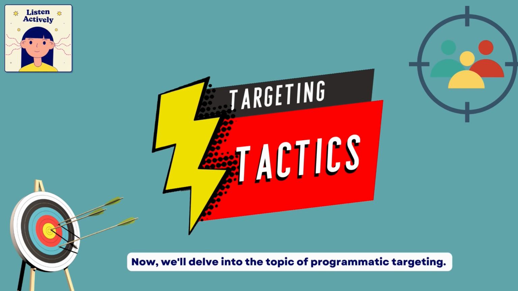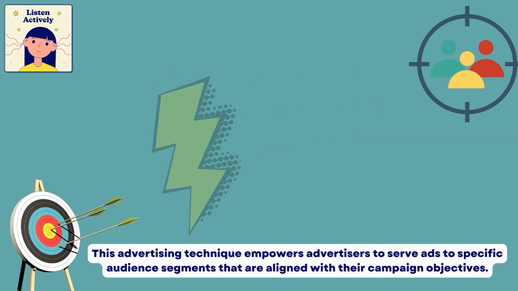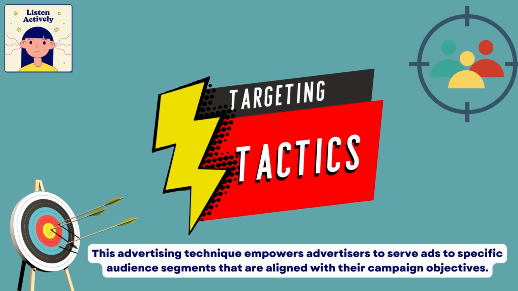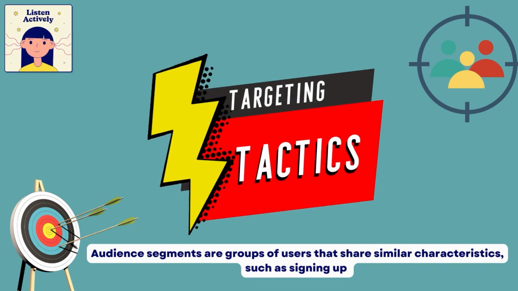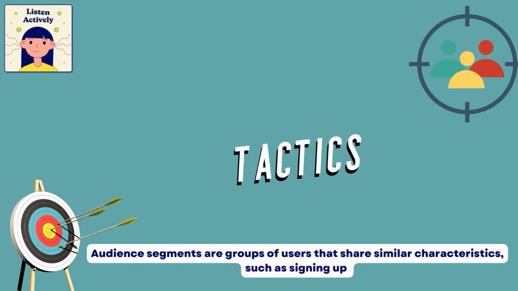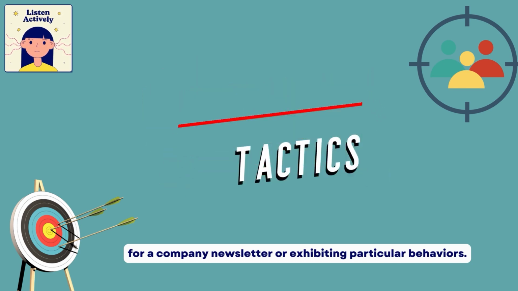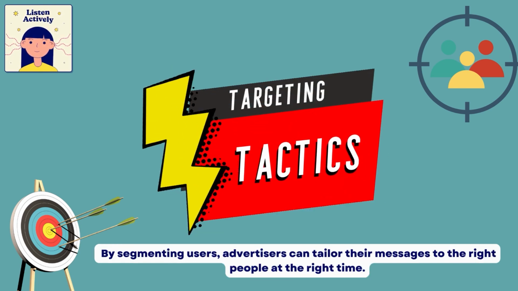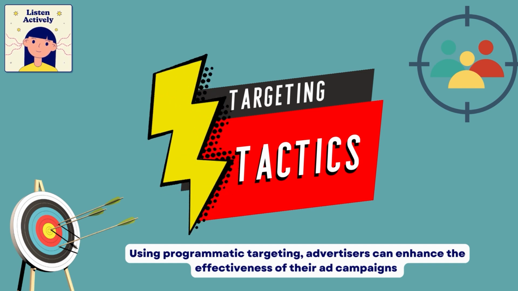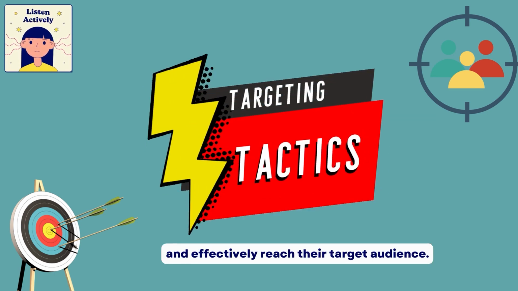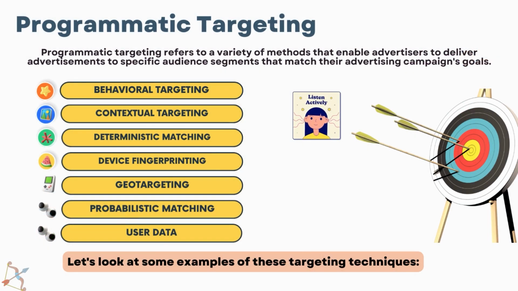Now, we'll delve into the topic of programmatic targeting. This advertising technique empowers advertisers to serve ads to specific audience segments that are aligned with their campaign objectives. Audience segments are groups of users that share similar characteristics, such as signing up for a company newsletter or exhibiting particular behaviors. By segmenting users, advertisers can tailor their messages to the right people at the right time. Using programmatic targeting, advertisers can enhance the effectiveness of their ad campaigns and effectively reach their target audience. Let's look at some examples of these targeting techniques.